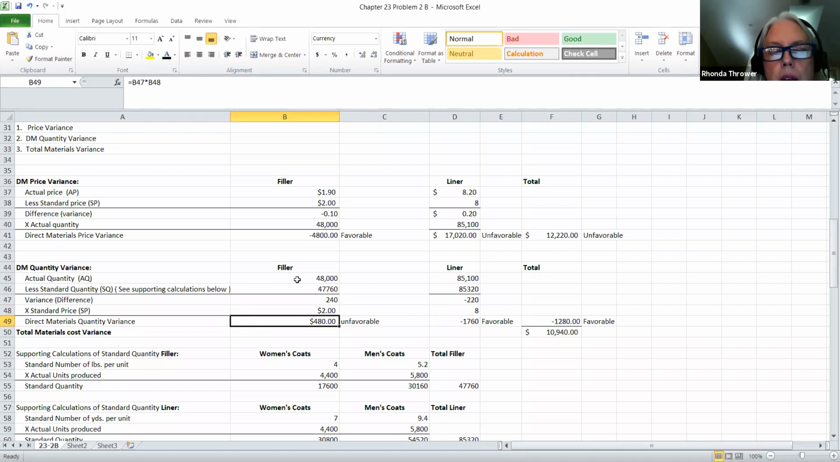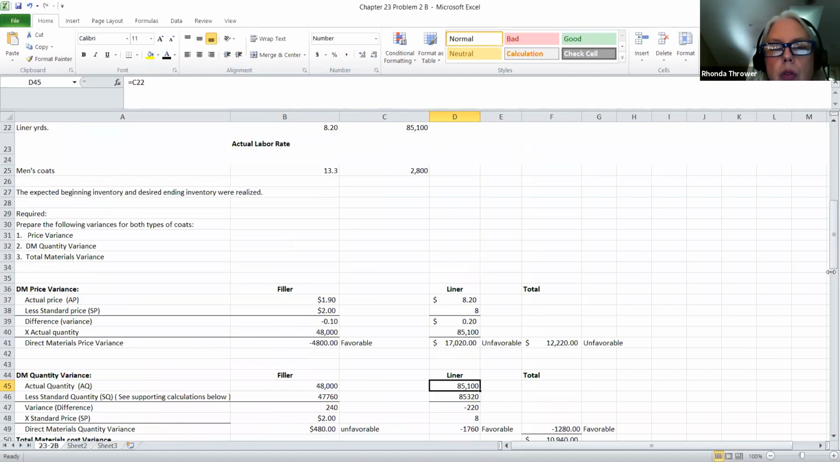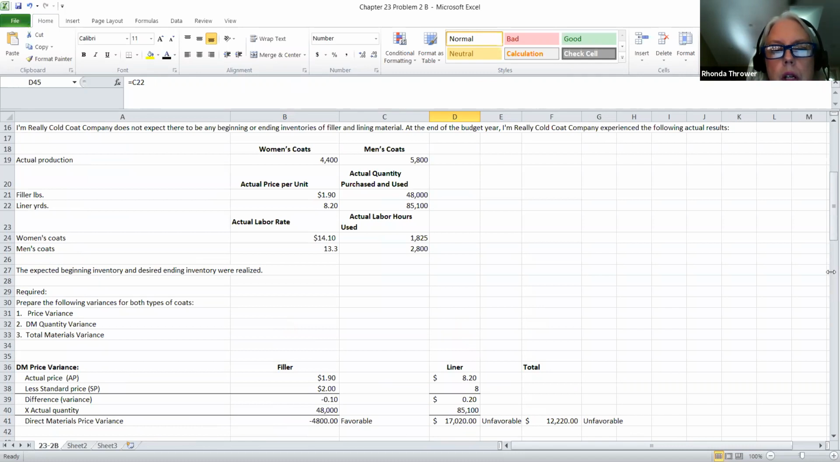You're going to do the same procedure for the liner, except you're going to use the liner information. The actual quantity of liner was 85,100 yards. That is given right here.